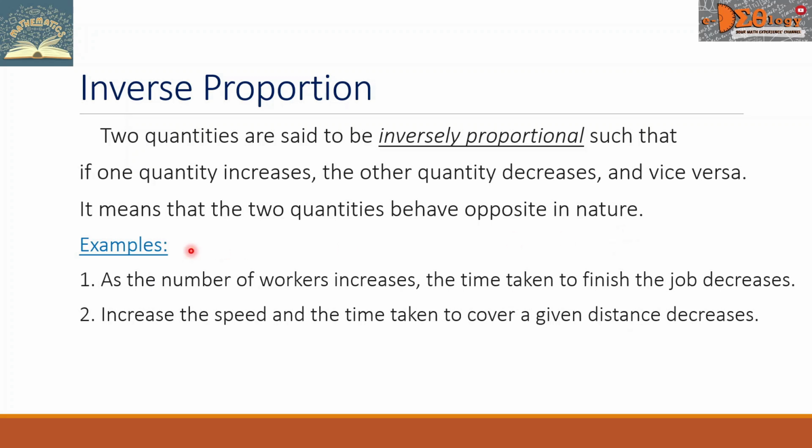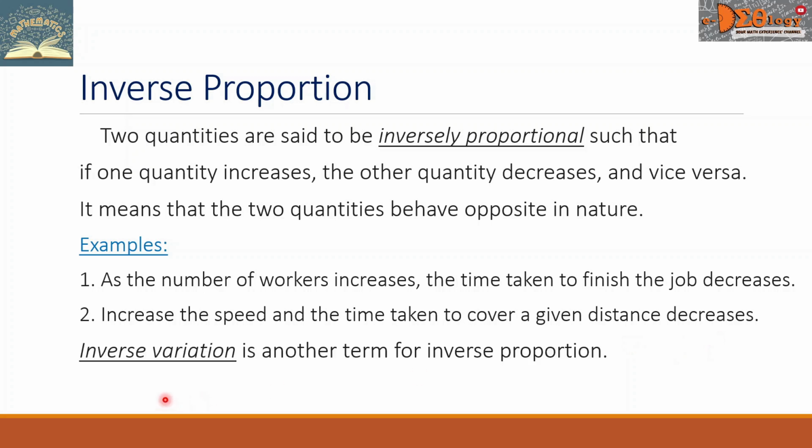We have here two examples. Number one, as the number of workers increases, the time taken to finish the job decreases. Example 2, increase the speed and the time taken to cover a given distance decreases. Inverse variation is another term for inverse proportion.